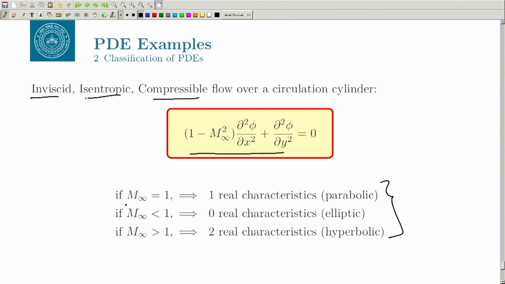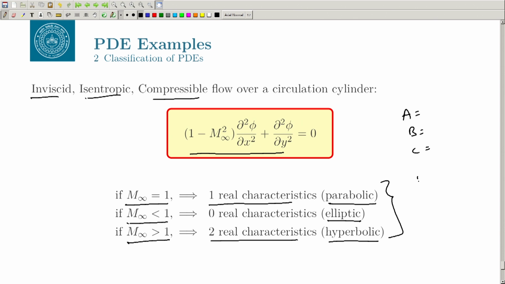If Mach is equal to 1, then you will have one real characteristic and it is like a parabolic system. So, when it is a sonic condition, it is like a parabolic system. When it is subsonic, Mach infinity less than 1, it is like an elliptic system for this particular case, and for Mach greater than 1 it will have two real characteristics and display a hyperbolic system. You can easily go back and show that. All you need to do is identify what A, B and C are, determine B squared minus 4AC, and put in different conditions of Mach infinity, and you can show this.